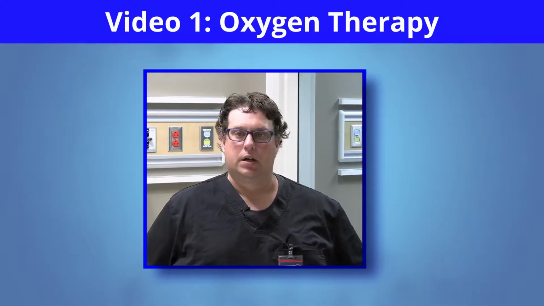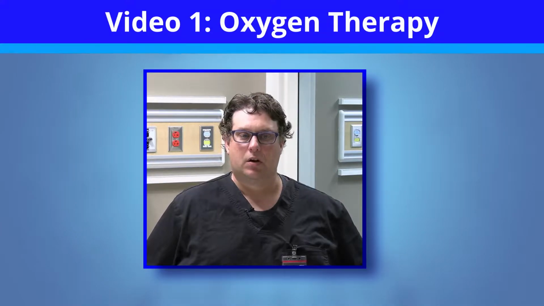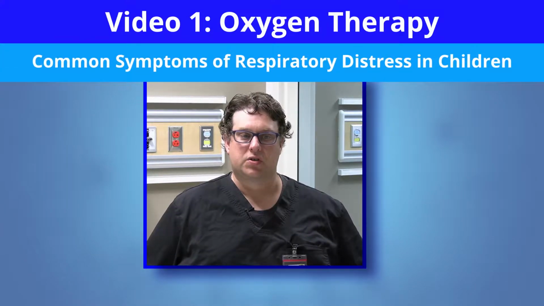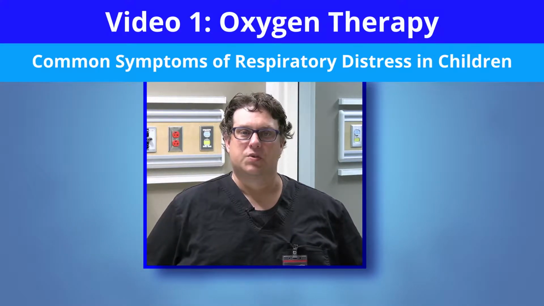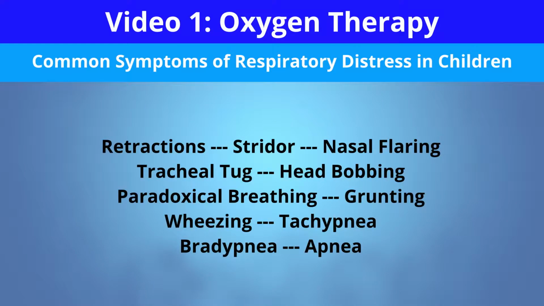So another thing that you want to consider as part of your baseline assessment are some of your common symptoms of respiratory distress. So when we talked about work of breathing earlier, we are talking about those signs of respiratory distress, such as retractions, stridor, nasal flaring, tracheal tug, head bobbing. You have paradoxical breathing that will fall under that category, grunting, wheezing, tachypnea, bradypnea, apnea. Basically, your severity of respiratory distress is going to indicate how quickly you need to intervene and how far, as you as the bedside clinician, need to be away from your patient at all times.